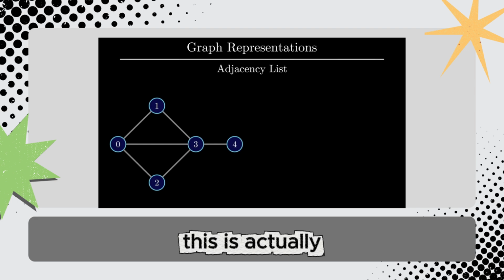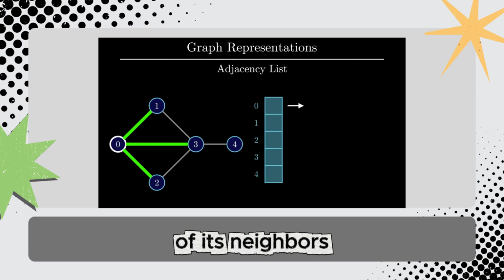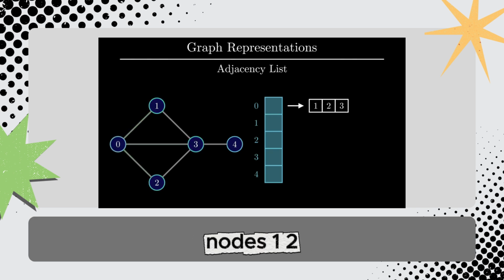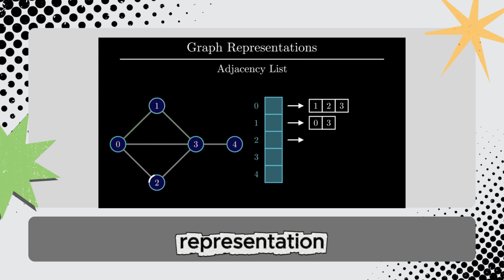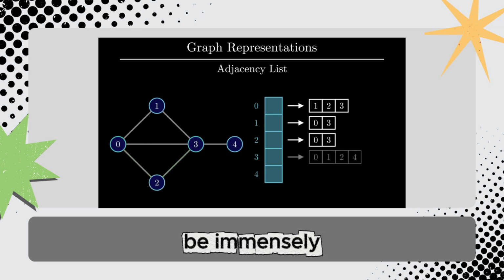The third representation of a graph is called an adjacency list, and this is actually the most common representation used. The idea works as follows. We take each vertex and map the vertex to a list of its neighbors. For example, node 0 has 3 neighbors, specifically nodes 1, 2, and 3. So we map it to a list containing those values. The rest of the list is constructed in a similar manner. The nice thing about this representation is that it gives us easy access to neighbors of a particular node, which is a tool that will be immensely useful in graph algorithms.